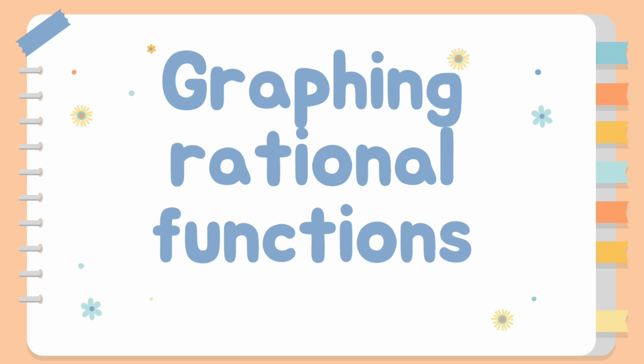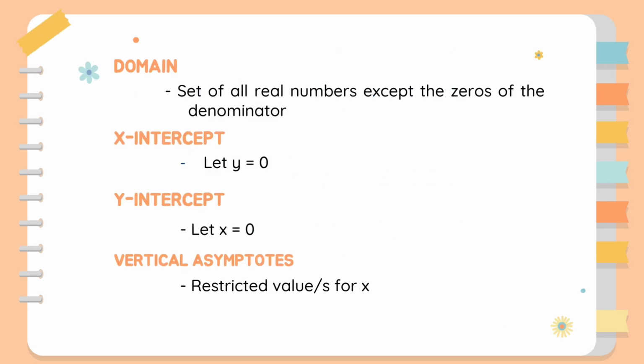But first, let us recall some of these terms. Domain: the set of all real numbers except the zeros of the denominator. The domain of a function is the set of all values that the variable x can take. X-intercept: let y equal 0. The x-intercept is the x-coordinate of the point where the graph crosses the x-axis. Y-intercept: let x equal 0. It is the y-coordinate of the point where the graph crosses the y-axis.